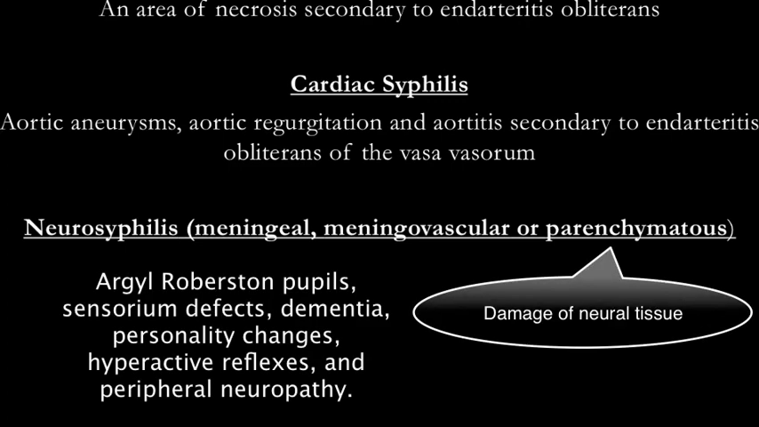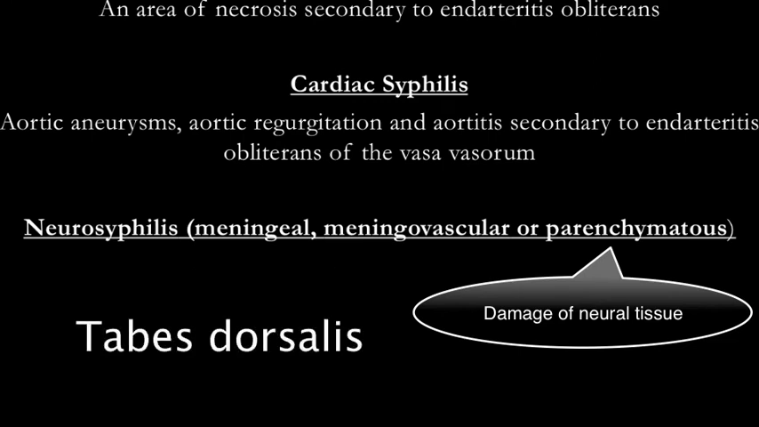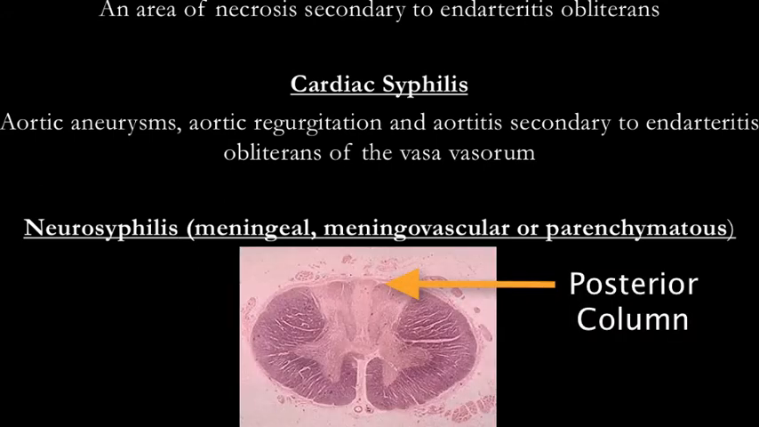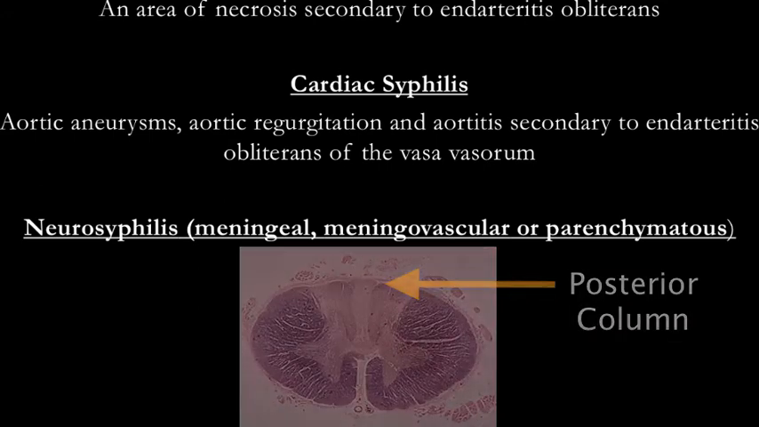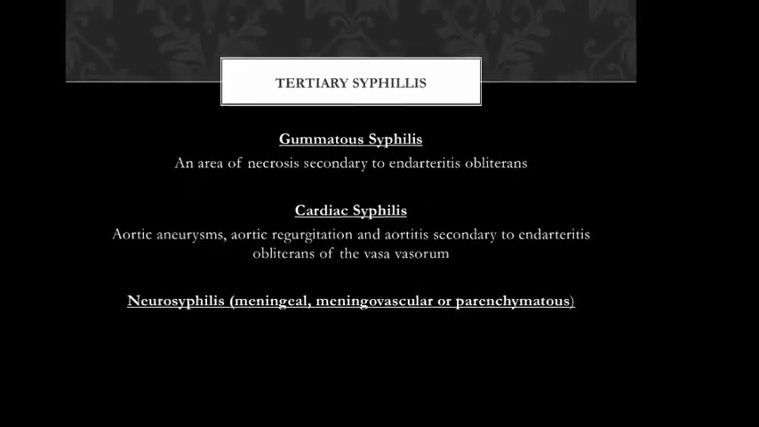Argyll-Robertson pupils, sensorium defects such as hallucinations and illusions, declines in intellect, personality changes, and hyperactive reflexes are all seen with this type of syphilis. Peripheral neuropathies can result in symptoms like impotence and bladder disturbances. Tabes dorsalis also goes under this category. Tabes dorsalis is loss of the neurons of the posterior columns of the spinal cord, the dorsal roots, and the dorsal root ganglia, all of which leads to a wide, wobbly, ataxic gait and foot drop.